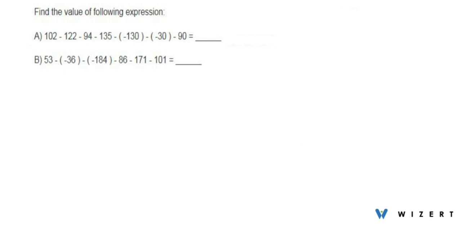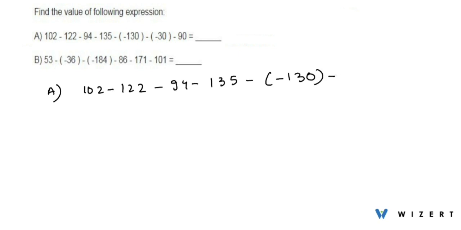Find the value of the following expression, and these are the expressions. So for option A we can see 102 minus 122 minus 94 minus 135 minus of minus 130. Then minus of minus 30 minus 90. This we have to simplify.